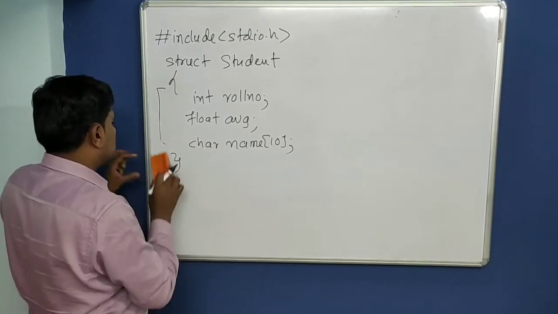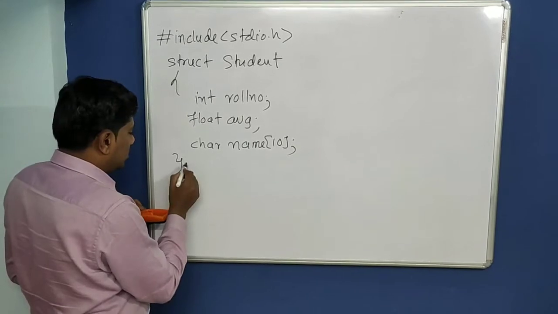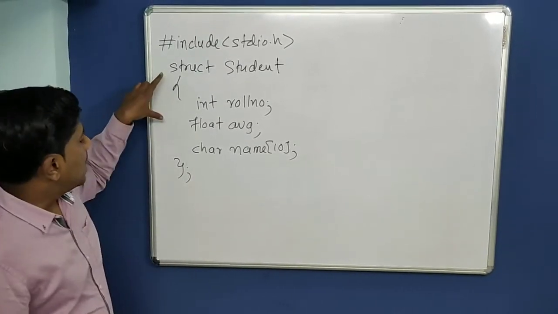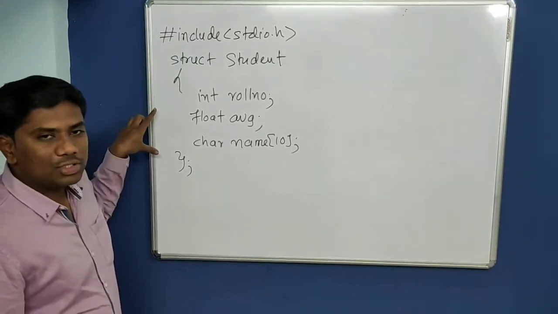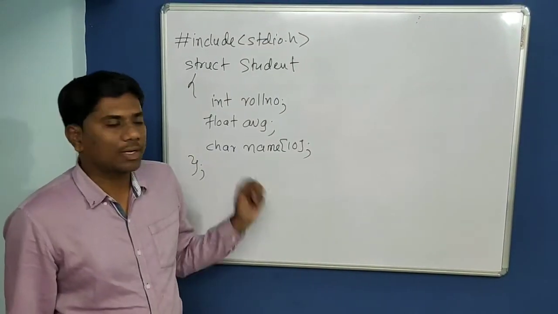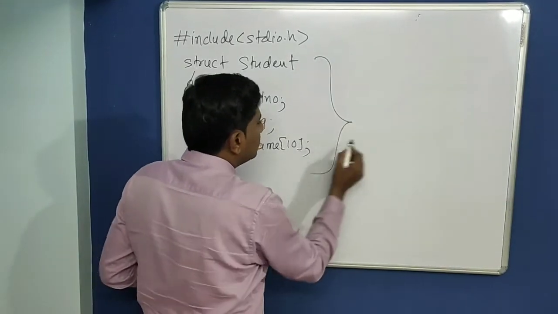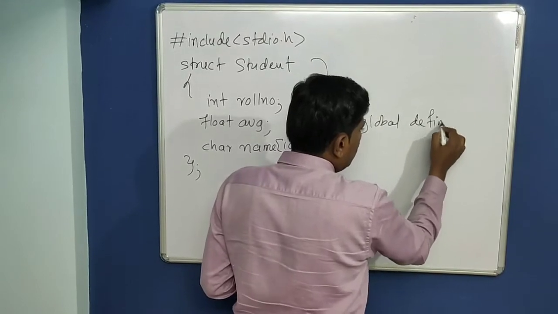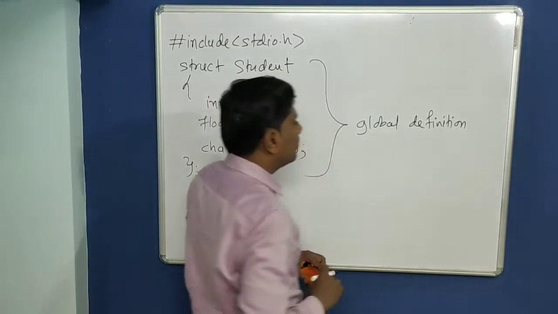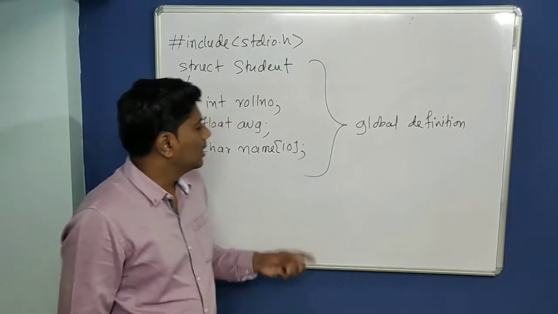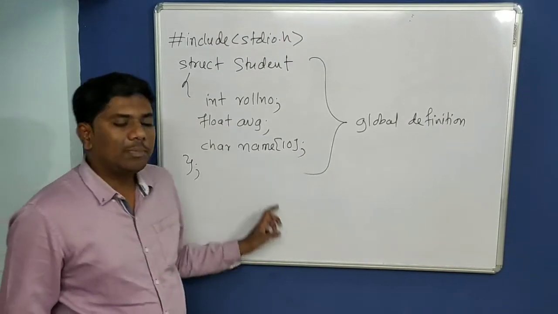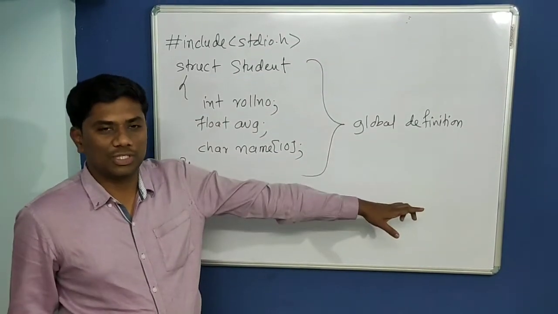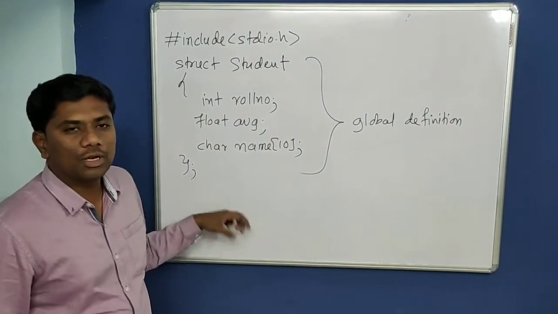So this is the structure definition. Now, a very important thing: I am defining this structure before main. Remember that this is a global structure definition. That means whatever functions are present in your program, this structure definition will be known to all of them, because we are defining our structure before main.